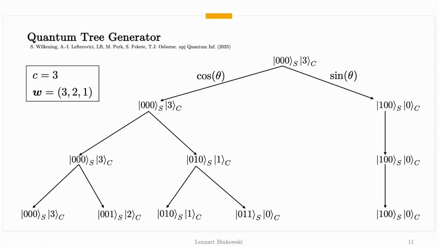So in the first iteration, I can either include or exclude the first item, and I do that in superposition, and I control the ratios of amplitudes via some rotational gate. Namely, with the amplitude cosine of theta, I don't include the item, and with an amplitude of sine of theta, I include the item. Then in the next step, I want to include or exclude the second item in superposition.